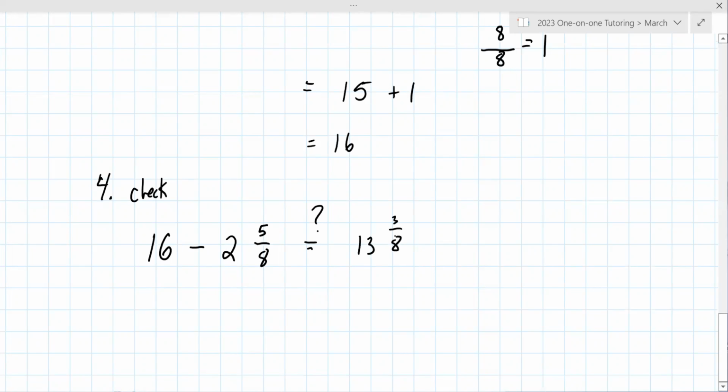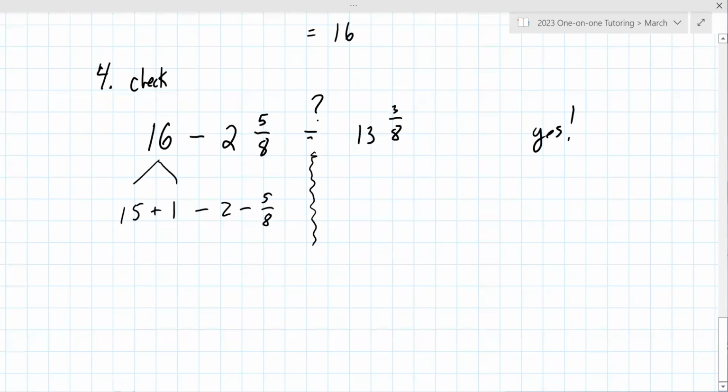Yeah. So you can't just say yes, even though it does work. You can subtract 16 ounces from 2 5/8, and that would get 13 3/8. So usually they want to see a little more work. They want you to break the 16 into 15 and 1, and they want you to split apart the 2 and the 5/8.